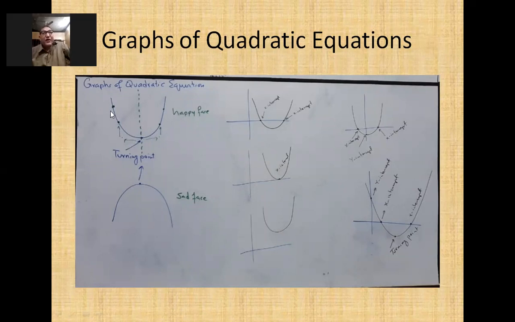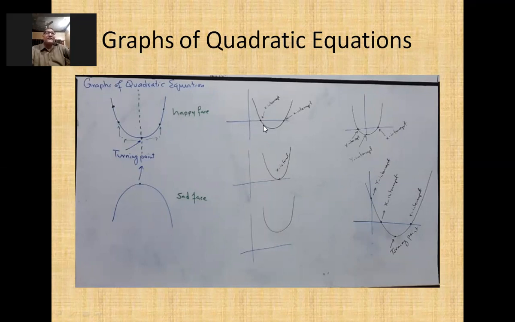And there is a certain point which we call the turning point. That can be the minimum point in the happy face, where its Y value will be minimum. In the sad face, this turning point with its Y value will be the maximum in the whole graph. So these are the two basic shapes which always come whenever you draw a graph of a quadratic equation.